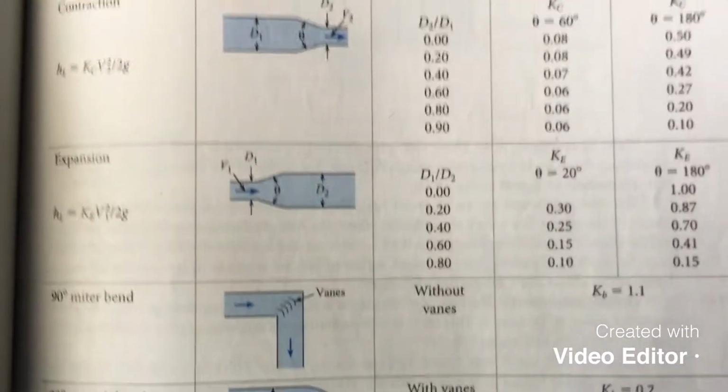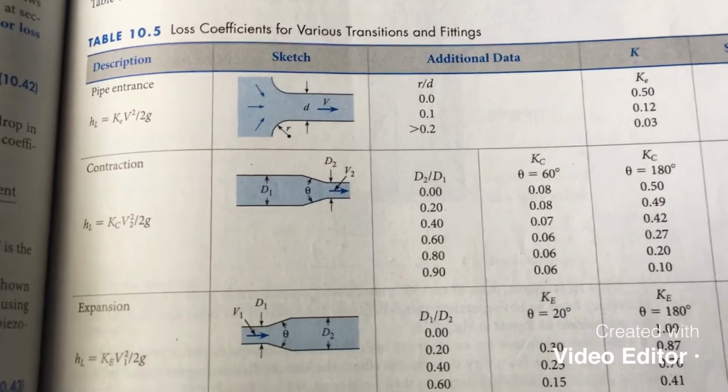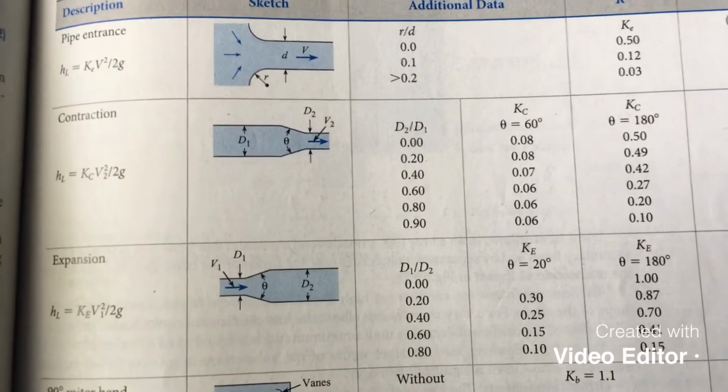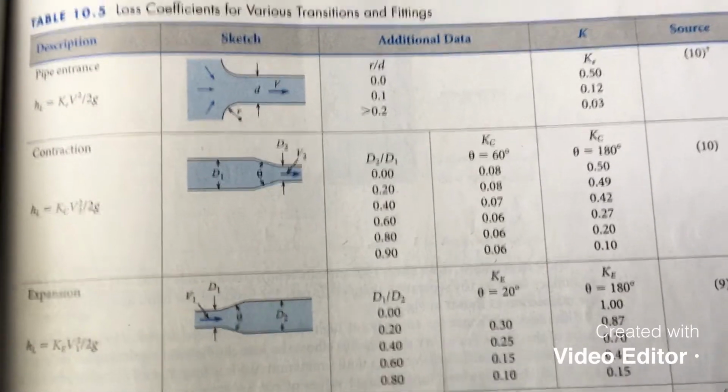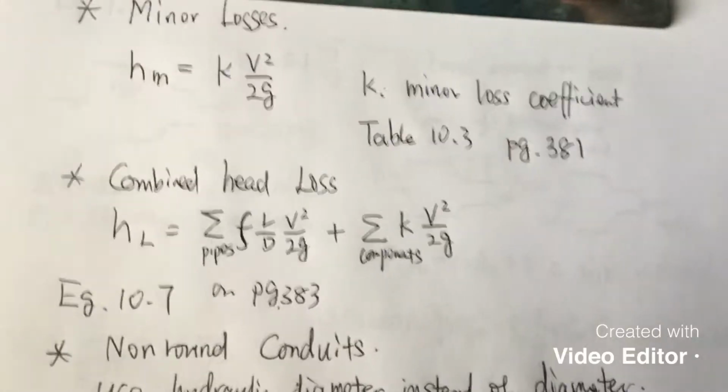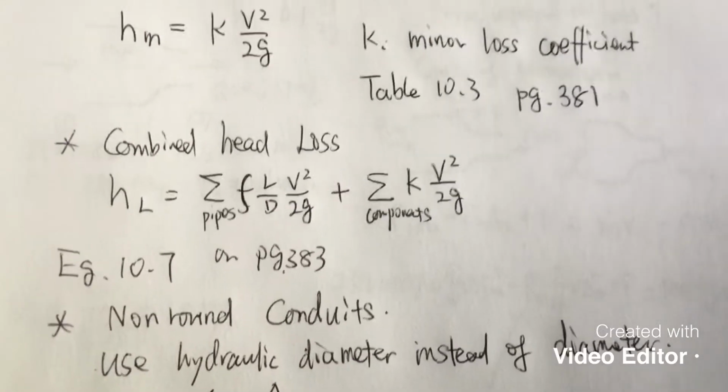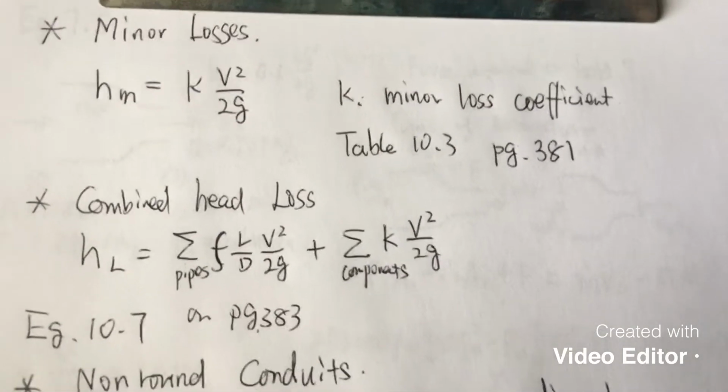Okay, so this is Table 10.5 in the textbook. You need to learn how to use this table as well as the Moody diagram. Now let's come back to our notes. Now you know how to model the minor losses.